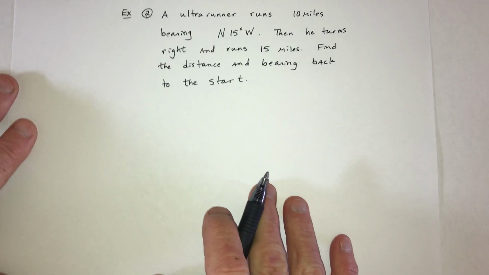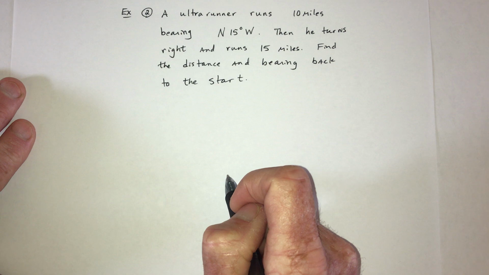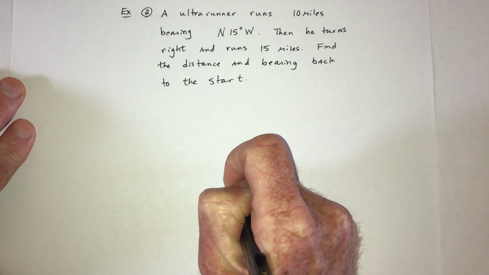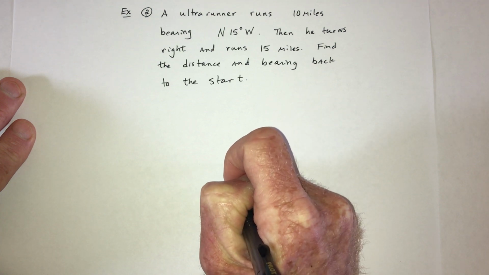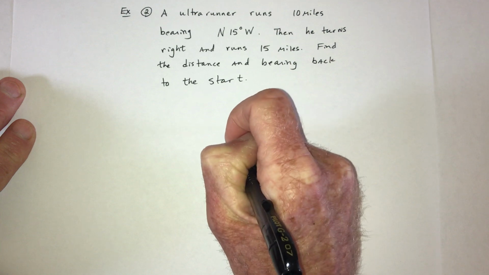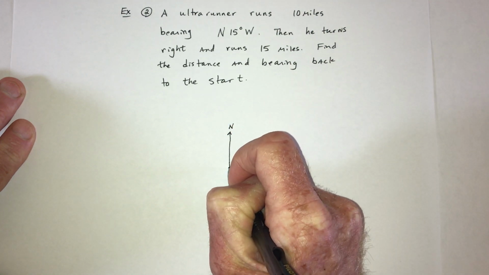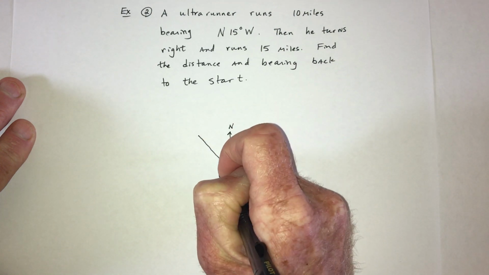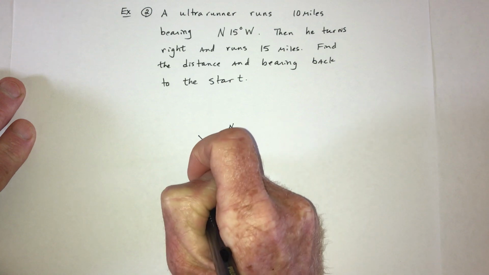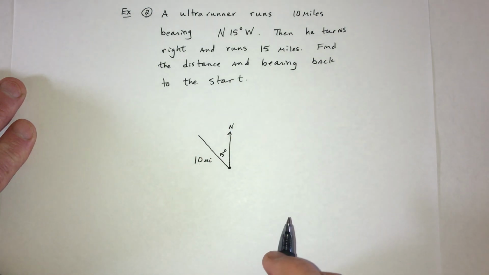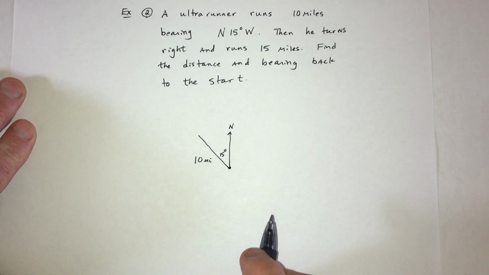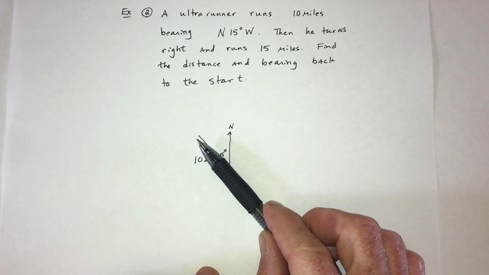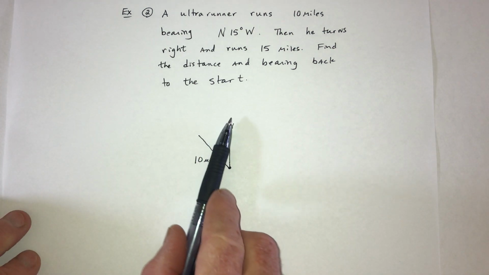Okay, so I'm not sure how big this picture is going to be, so I'll sort of start in the middle of this blank area. So go from the north, so this will be the start. Go from the north and go 15 degrees toward the west, and then that will be 10 miles. Then the person turns right. So they are facing this direction by the time they get to that point right there. So turning to the right means that they're going like this.